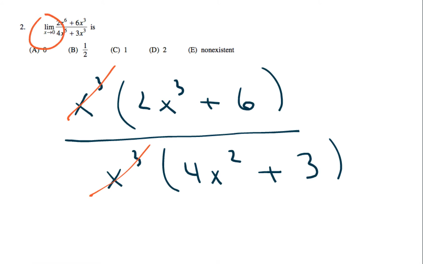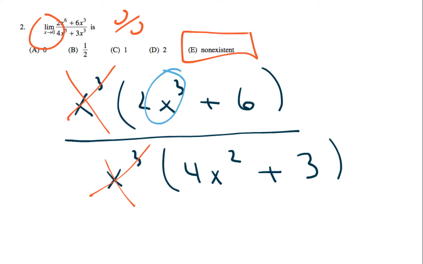And then what's going to happen is we're essentially going to plug in x equals 0. If we plugged in x equals 0 originally, we would have gotten 0 over 0. But don't fall in the trap and choose E on that one. We need to factor.